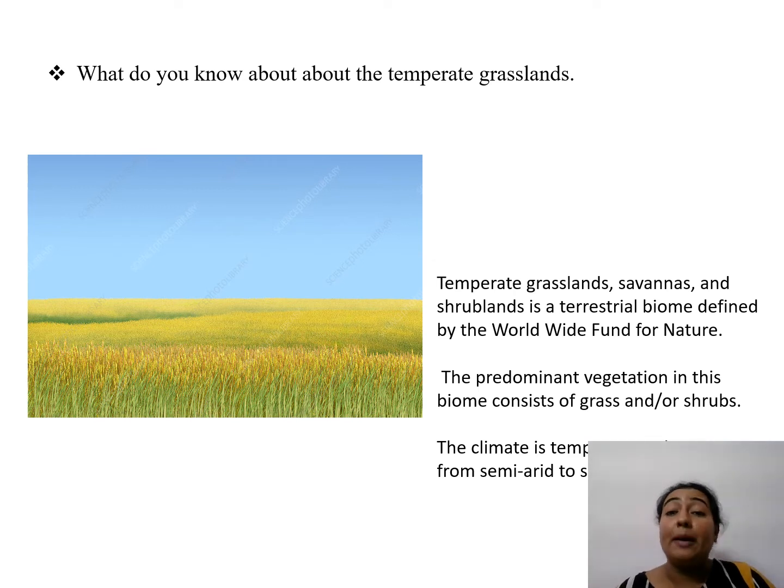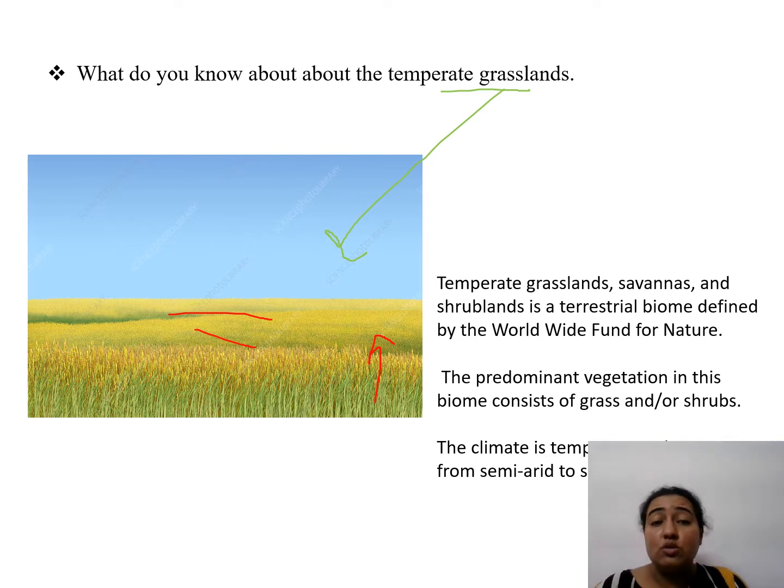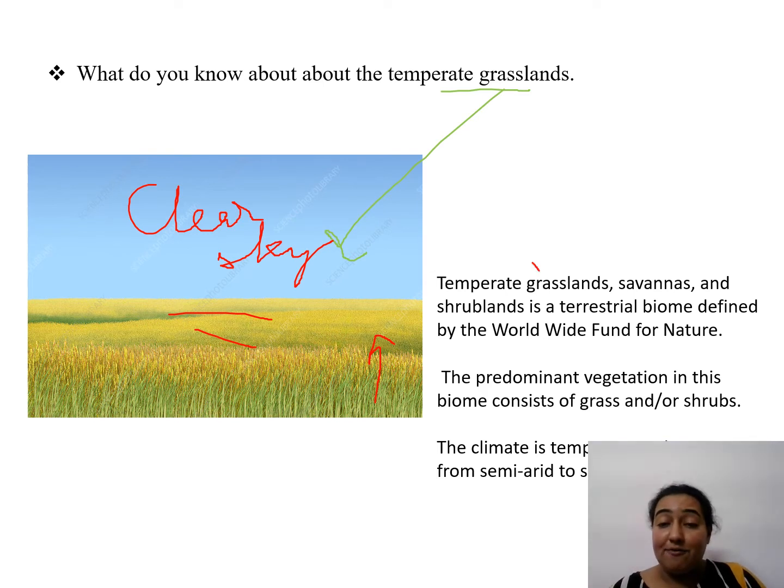What do you know about temperate grasslands with respect to this image? What can we see? We can see grasses. Then we can see plain vegetation over here. We can also see clear skies. Yes, so these are the characteristics of temperate grasslands. Now, temperate grasslands, savannas and shrublands. Savannas are long grasses, and this plain area is known as shrublands.